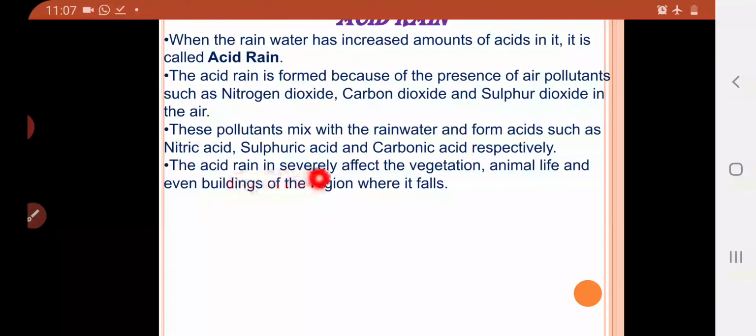The acid rain severely affects the vegetation, animal life and even buildings of the region where it falls. So what will happen? When acid rain is there, there will be a burning sensation in vegetation. Whatever crops are there, fields are there, they will be lost from the people. Even it will damage most of the things in your surroundings. It may kill the animals, even human beings, even birds, everything. So even buildings also get damaged with the help of acid rain.